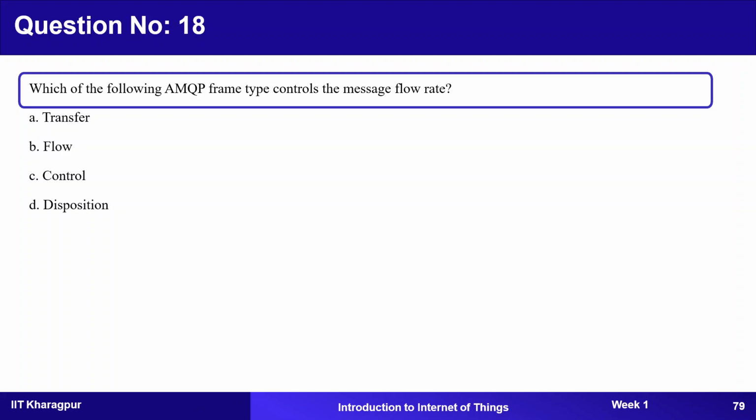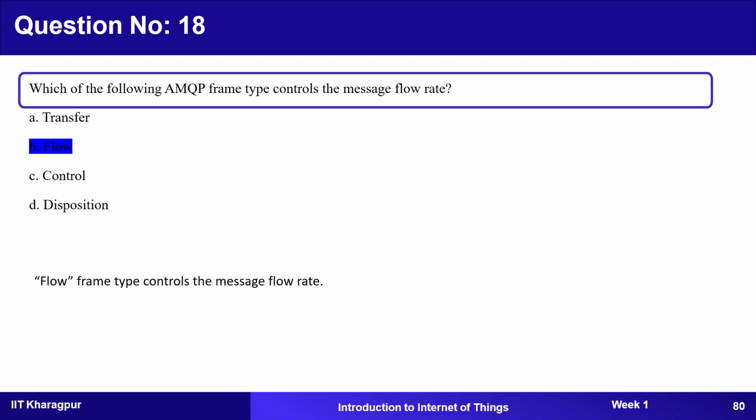Next one is, which of the following AMQP frame types controls the message flow rate? Options are transfer, flow, control, disposition. Flow. Right. Your flow frame is responsible for controlling the message flow rate.